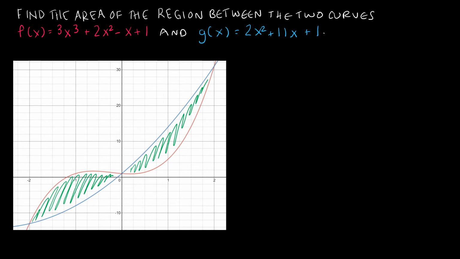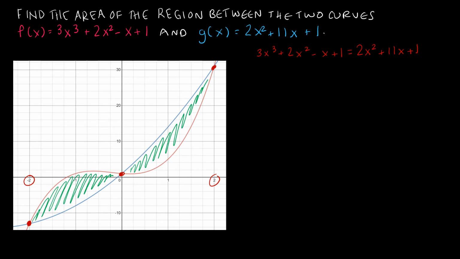I can also see that I've got 1, 2, 3 points of intersection. Now again, by graphing it, I've kind of cheated and found that the points will be from -2 to 0 and then from 0 to 2. But let's go ahead and mathematically find that as well. Again, remember what we do is we just set the two equal to each other. So 3x cubed plus 2x squared minus x plus 1 is equal to 2x squared plus 11x plus 1.